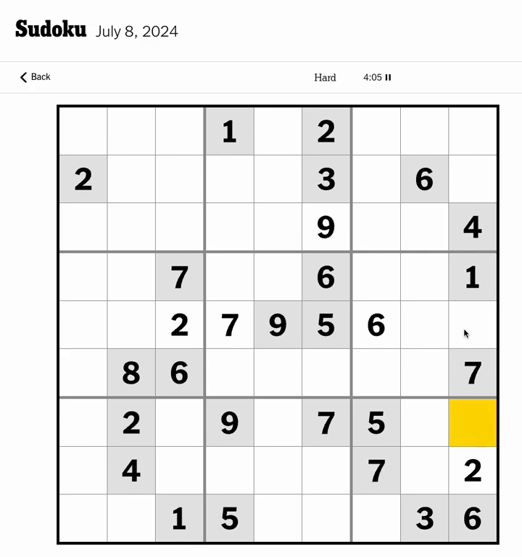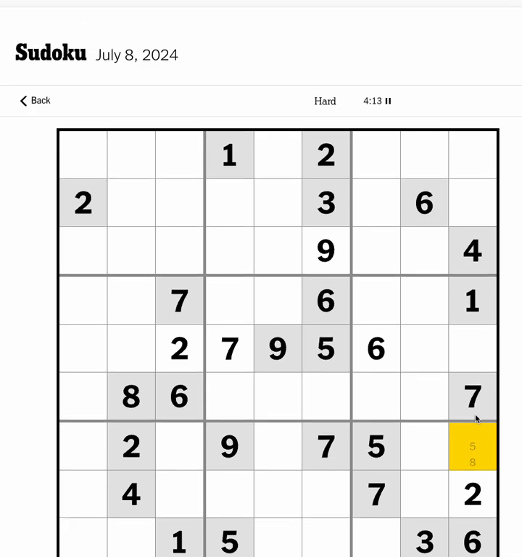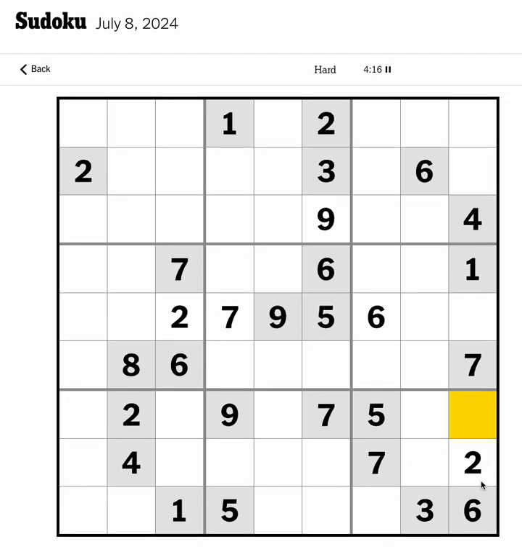So I will go with this column, which is looking for 3, 5, 8, 9. And this cell is blocked by 3, 5, 9. So this becomes 8. And now this column is looking for 3, 5, 9. 5 and 9 are here. So this is 3. And now I have a double of 5, 9 here.